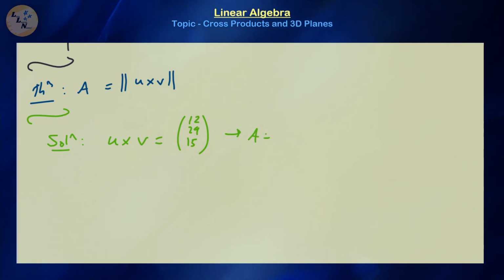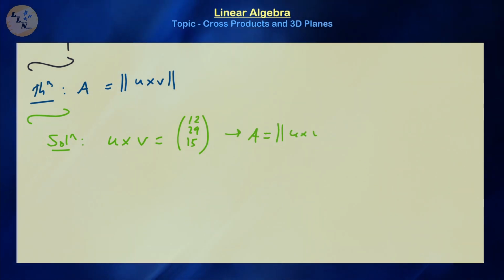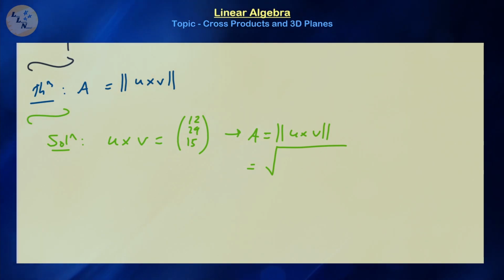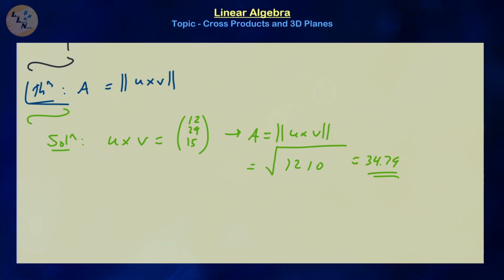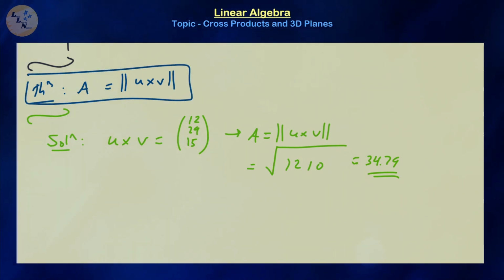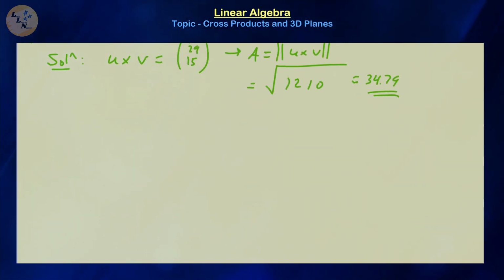So the area is going to be equal to the norm of u cross v, which is equal to the square root of 12 squared plus 29 squared plus 15 squared, which we know is 1210, which is approximately equal to 34.79. So that is the area of that parallelogram spanned in 3D. Now for this theorem, let's see if we can give a nice little proof for that result, and we'll close out with that.